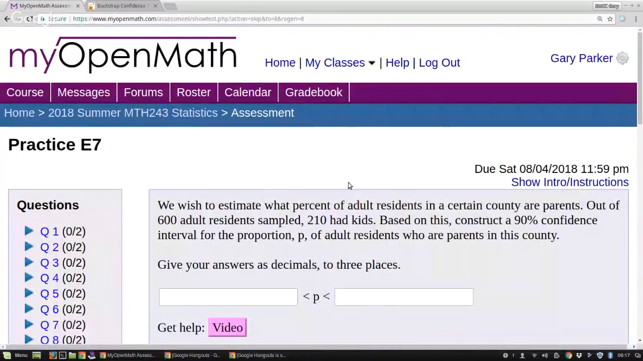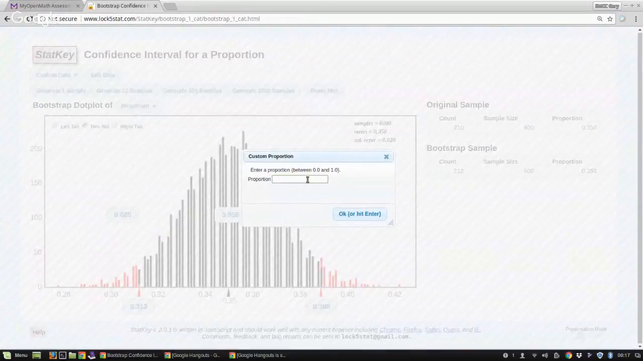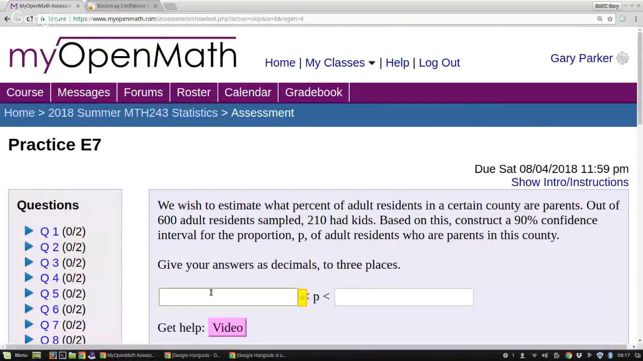In this case, we wanted a 90% confidence interval. So all we have to do is change that center percentage from 95 to 90, which is 0.9. And now we find we're 90% confident that the actual percentage of adults that are parents is somewhere between 31.8 and 38.3. So we've got our 31.8.